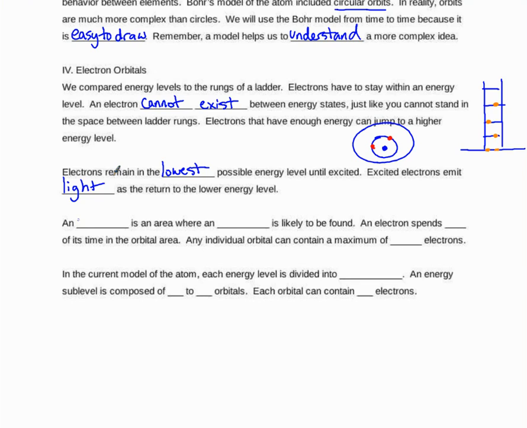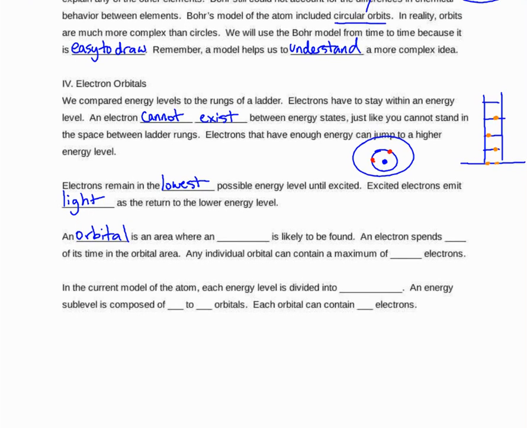Next idea is an orbital. Notice the difference between this, an orbital, and what you see here at the top where it says Bohr's model had circular orbits. An orbit is a circle; an orbital is not really a circle. It's just an area where an electron is likely to be found. It doesn't mean it's there. It's just this is where it's most likely going to be.